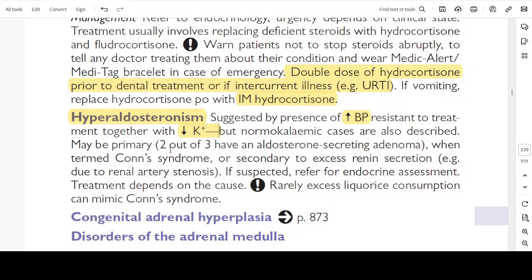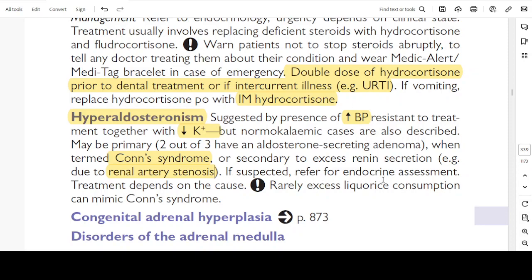It may be primary, where 2 out of 3 have an aldosterone secreting adenoma, termed Conn syndrome, or secondary due to excess renin secretion, for example due to renal artery stenosis. So, primary hyperaldosteronism, also called Conn syndrome, is when there is an aldosterone secreting adenoma, or it is secondary due to excess renin secretion, for example due to renal artery stenosis. There is increased renin secretion, and then renin causes increased aldosterone.